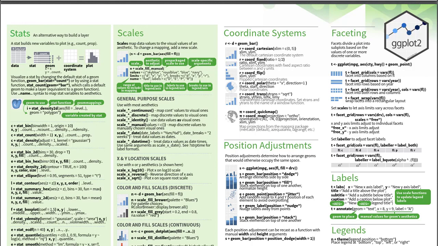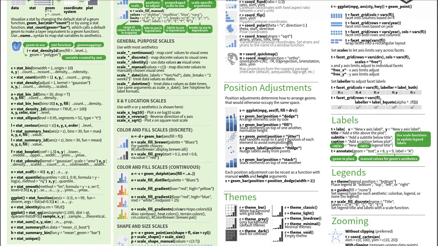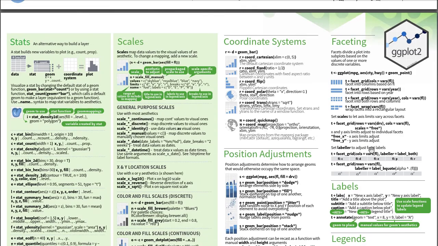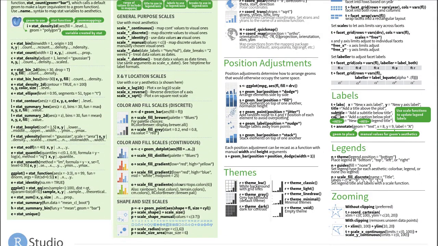Now, also on this side of the page, position adjustments are important. Themes are optional, obviously. Facets are given up here, and it tells you about the different types of facet into columns, facet into rows, both rows and columns, wrap it around, create a grid. And then labels, it tells you it will be labels, title, subtitle, caption, and then you can even annotate. That is, you can manually put in some text where you want to put it in.